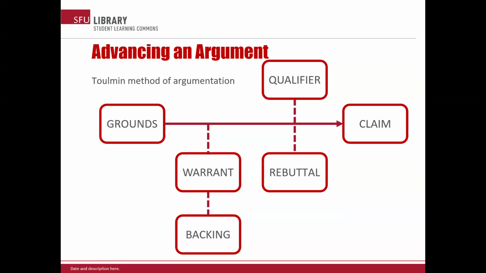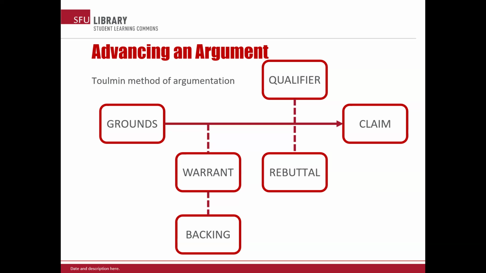Lastly is the warrant. This is either implied or stated explicitly, and it's the assumption that links the grounds to the claim. The claim, the grounds, and the warrant are 3 elements necessary to construct a strong argument. The other 3 elements, they're not fundamental to this method of argumentation, but they might be added if necessary. They can help you construct full, nuanced arguments.